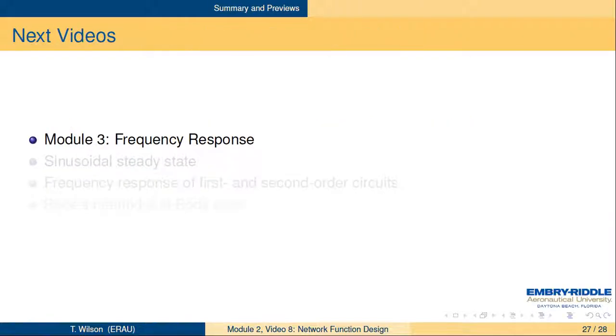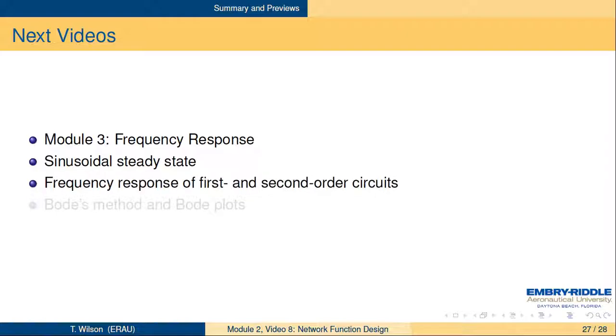So what's coming up, we're going to move into the third module of the class, which is frequency response. We'll start that by talking about the sinusoidal steady state. Then we'll look at the frequency response of first and second order circuits in particular, just to see how they behave prototypically. And then we'll do Bode's famous method and look at Bode plots as ways of characterizing frequency response. And then we'll also be able to look at Bode plots and figure out where poles and zeros are, and go back and do the design based on measured frequency responses.